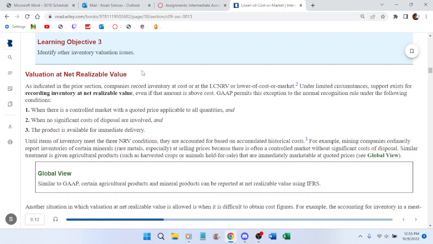Valuation at net realizable value. So this proposition is just like, don't do it at lower of these two. Just do it at the net realizable value all the time. Good job.